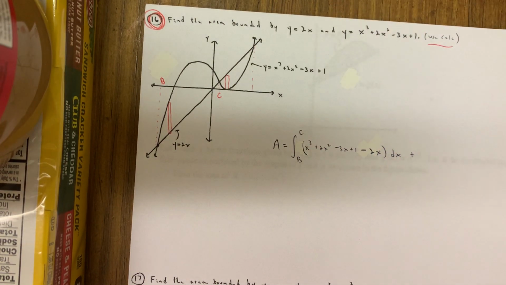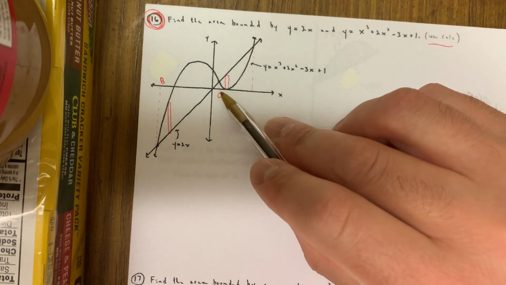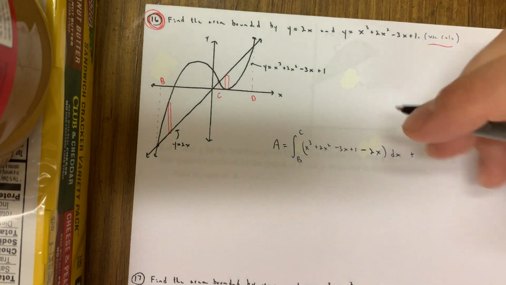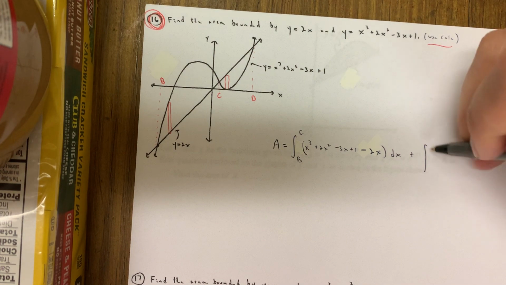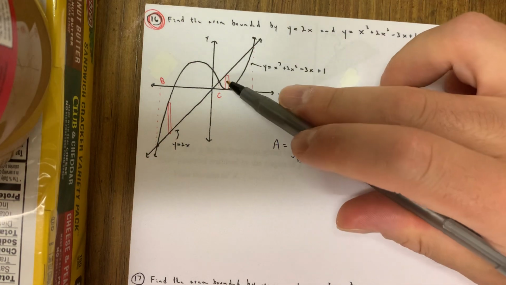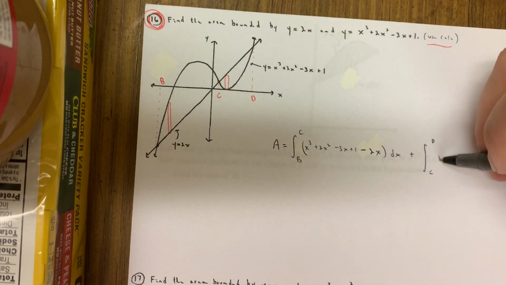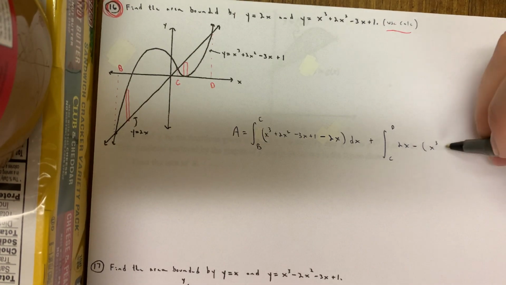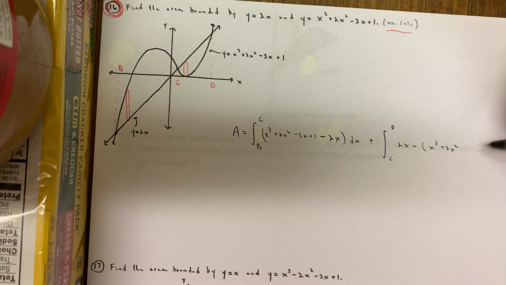Now I want the area of this region right here, which you can see goes from x equals c to x equals d, we'll say. And that's going to be the integral from now c to d, upper minus lower, whatever y equals. Did you notice the upper this time is 2x minus the lower, which is the entire quantity, okay, x cubed plus 2x squared minus 3x plus 1. And all of this needs to be integrated with respect to x.